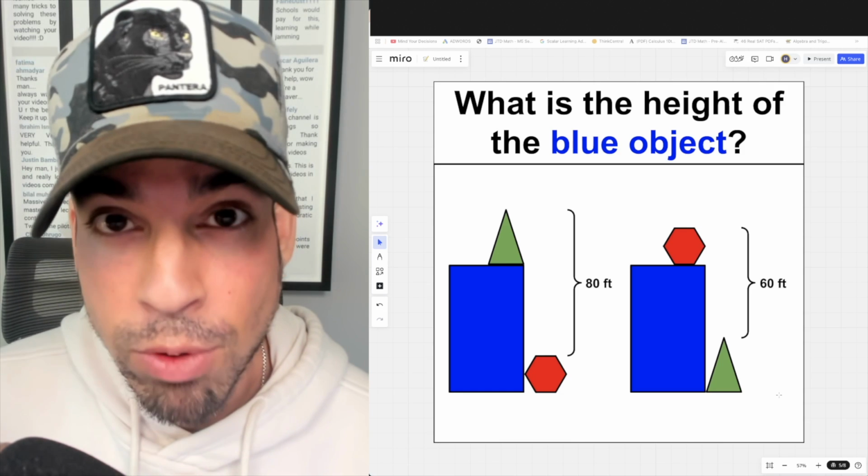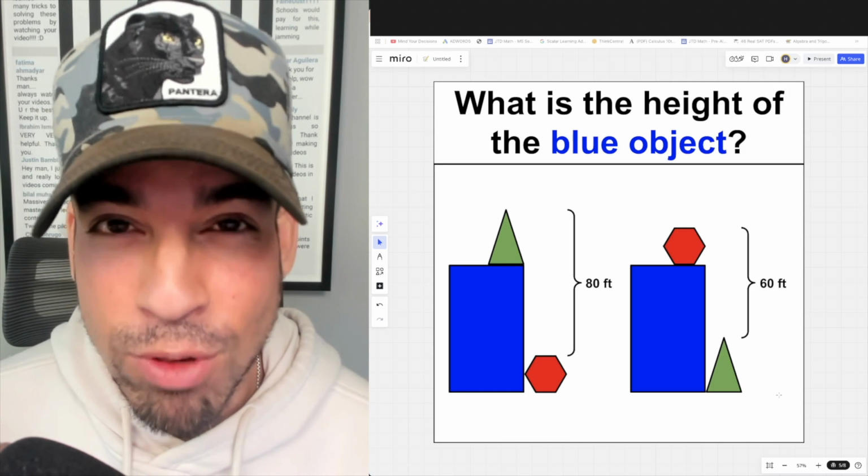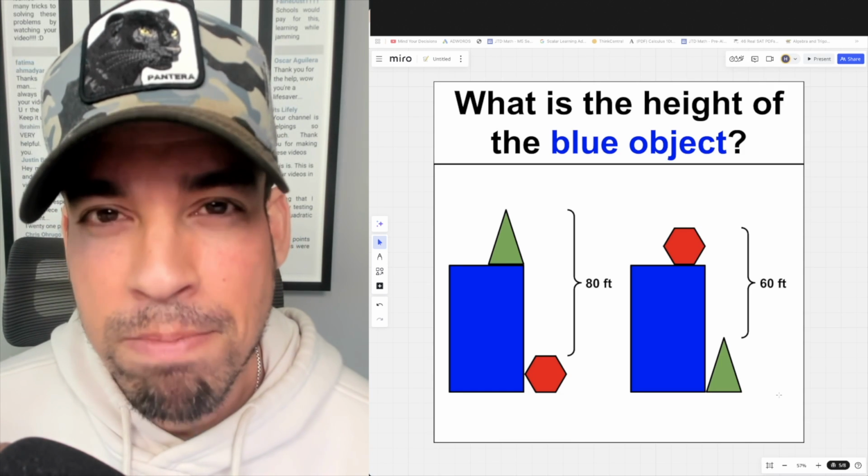So without further ado, hit that pause button and see if you can figure it out. When you're ready, hit play and I'll give you the explanation.